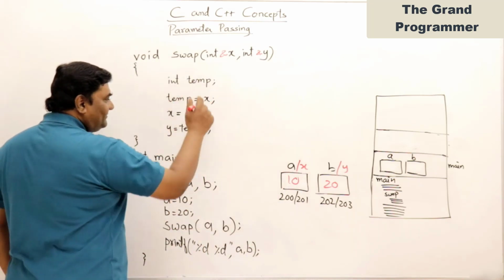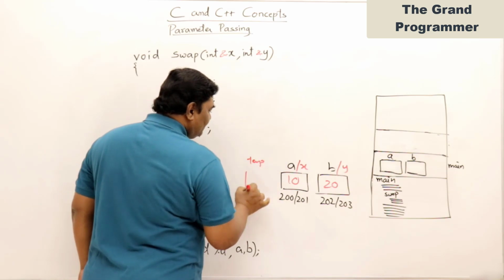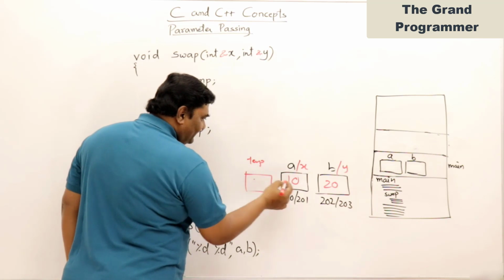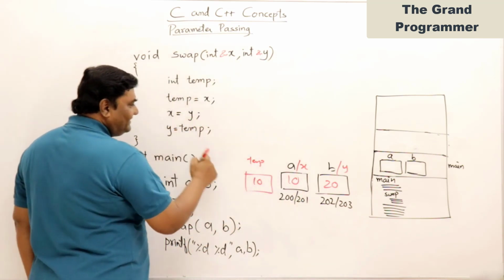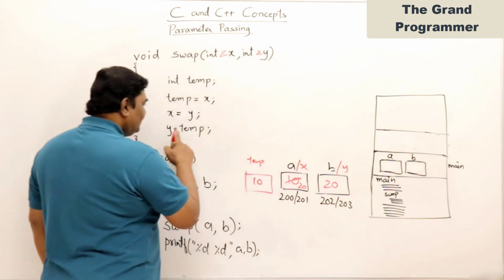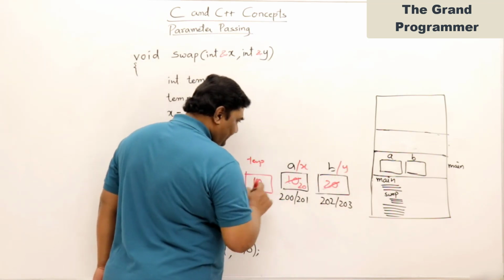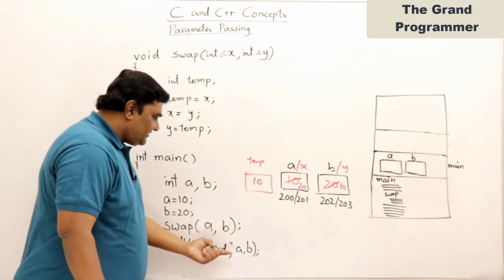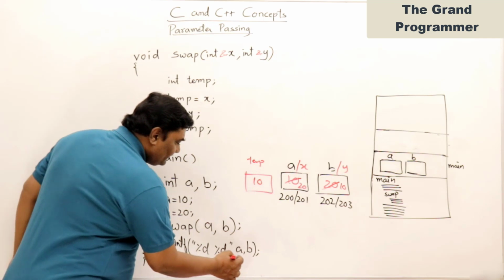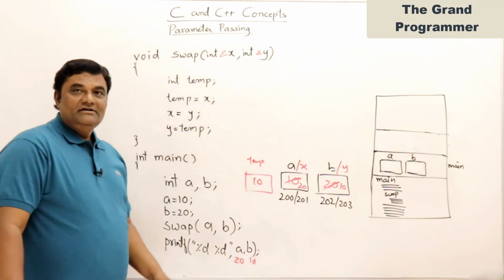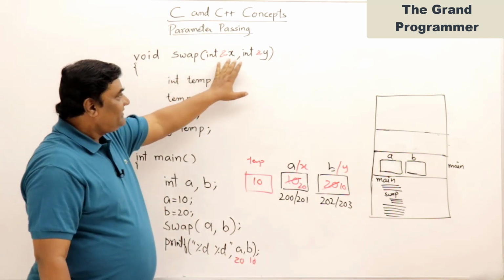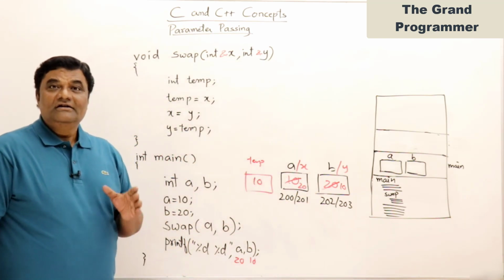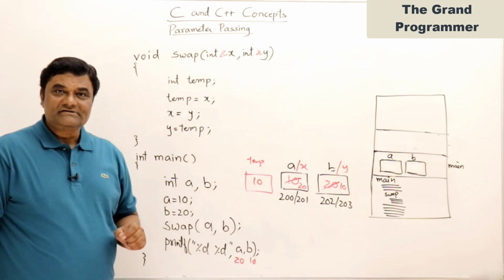Now let us continue. Temp variable is declared. Then temp assign x. So x value is stored in temp. Then x assign y. So x becomes 20. Then y assign temp. So y becomes 10. Function ends. Control comes back to this line. Print what are a and b? 20 and 10. So you can see that when these formal parameters x and y are manipulated, the actual parameters are modified. So that's it. This is called call by reference.